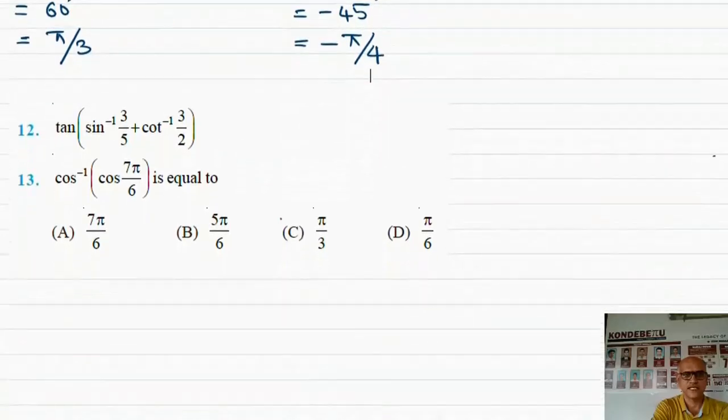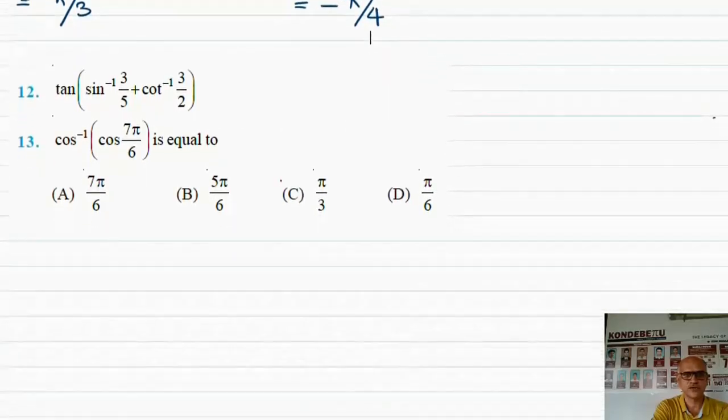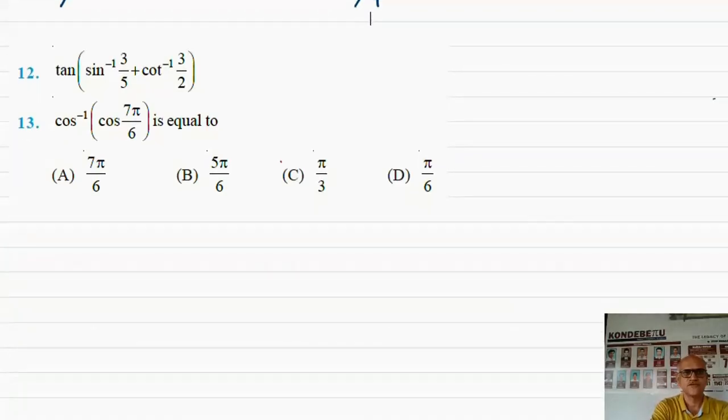Tan of sine inverse 3 by 5 plus cot inverse 3 by 2, let us say. So first let us solve the 13th, then I will solve the 12th one. If I take this 13th, again this angle I will convert into degrees. 7 into pi by 6 is 30, means 210.